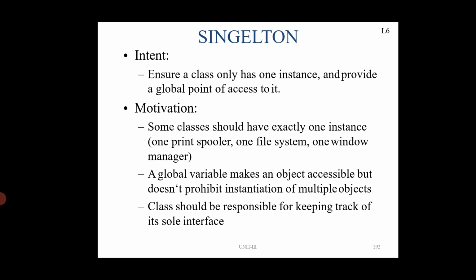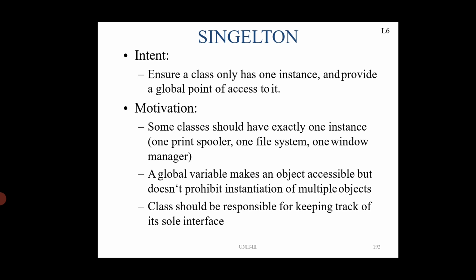Here we need to study a global variable, which makes an object accessible but does not prohibit instantiation of more than one object. How do we make sure that a class has only one instance, and that the instance is easily accessible? A global variable, global in the sense of entire, makes an object accessible, but it does not keep you from instantiating multiple objects.